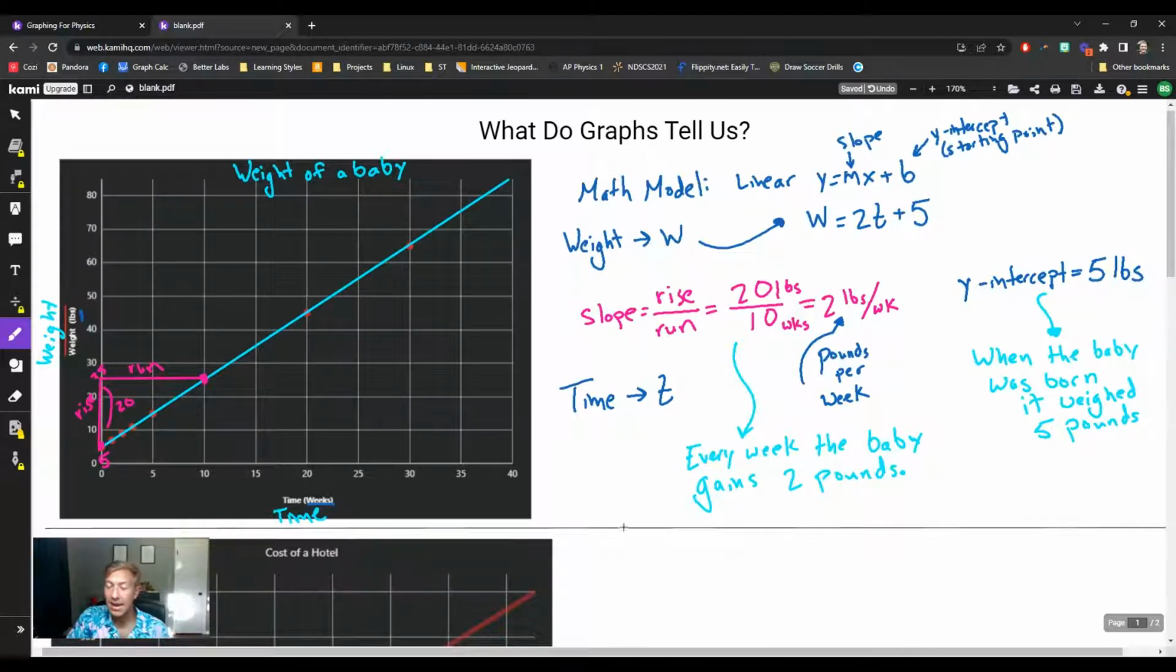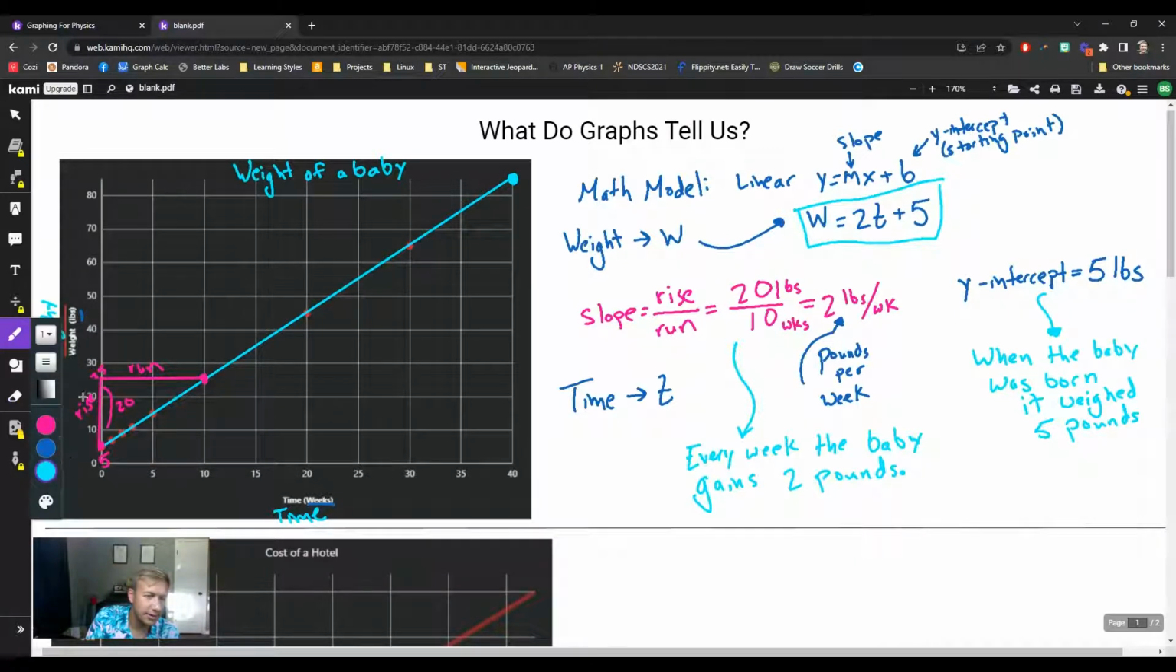So then from here, we have this information. We have a math model. With this math model, we can then make a prediction. I can see on my graph that, let's say 40 weeks right here. At 40 weeks, what's the weight of this baby going to be? Well, it looks like maybe about 85 pounds. It's kind of hard to tell based on my graph. But I could check that by using my math model.